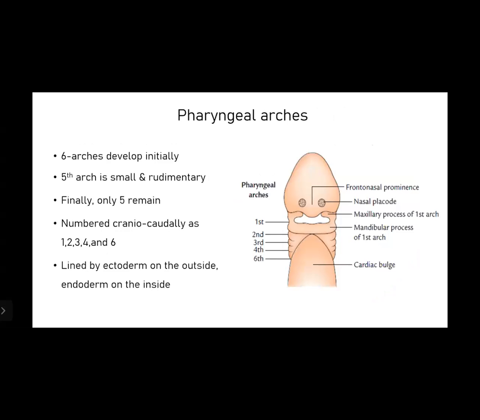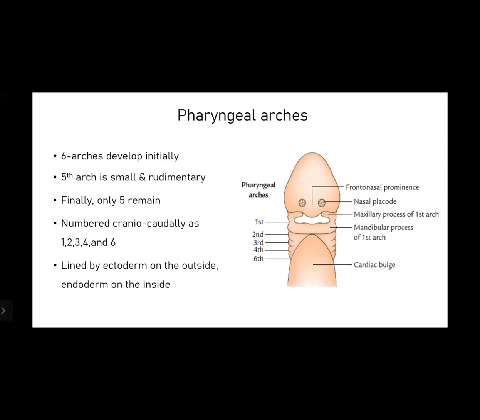So again, you have 6 arches developing initially, so you have 6 thickenings there. But in human beings, you will see that the 5th arch is small and rudimentary, or sometimes it doesn't develop at all. So at the end of it, you have only 5 arches. If you number them, it would be arch 1, arch 2, arch 3, arch 4, and arch 6, because the 5th one doesn't develop, or it involutes immediately during development.